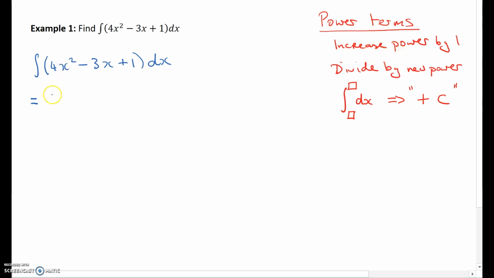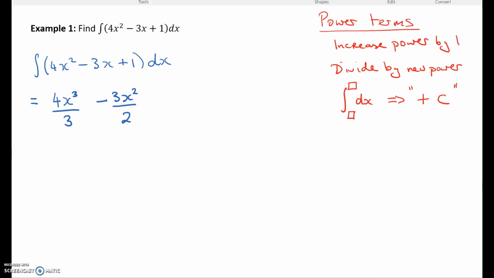So for each x, we're going to keep the 4. Anytime we're multiplying by a constant, we keep it. So for each x, we increase the power by 1. So x squared is going to become x cubed, and we divide by the new power. Same thing here, we keep the negative 3. For the x, it was x to 1. Increase the power by 1 is x squared, and divide by the new power.